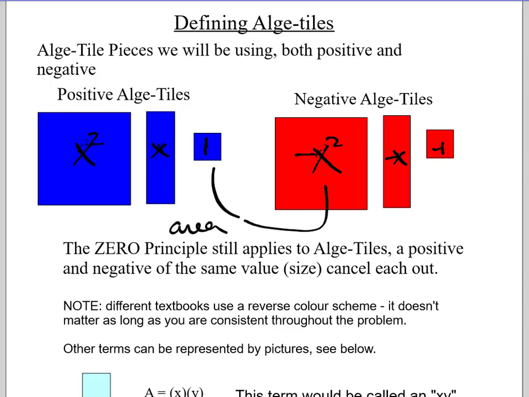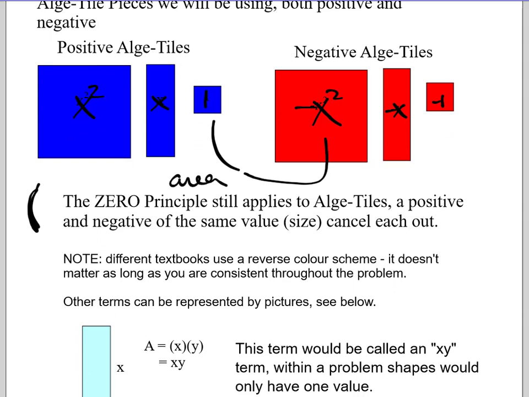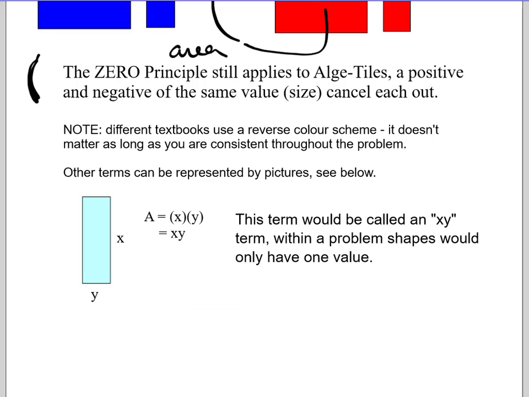Okay, so we'll be able to take advantage of the zero principle. So a positive x squared and a negative x squared will cancel each other out. A positive x and a negative x will cancel each other out, and so on and so forth. Please note different textbooks will use different colors. It doesn't matter as long as you're consistent throughout the problem.